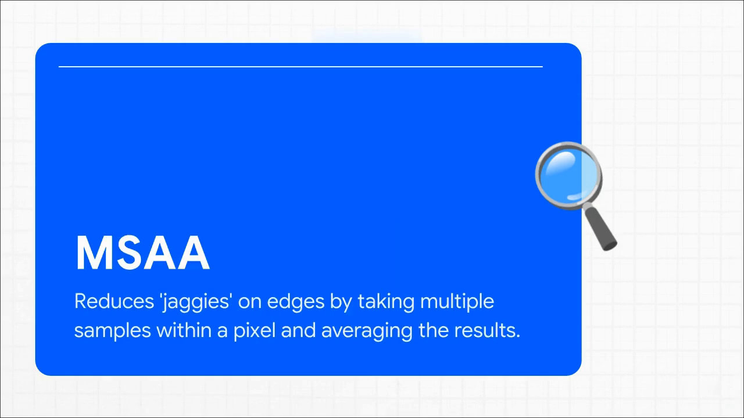And what about those ugly, chunky, staircase-like edges on objects? We call them the jaggies. Well, that's solved with anti-aliasing, and a really common type is MSAA. Instead of just checking one single point inside a pixel to see what color it should be, the GPU actually takes multiple samples. For pixels right on the edge of an object, it then averages the colors of those samples together. And that blending action is what creates a much smoother, more natural-looking line.